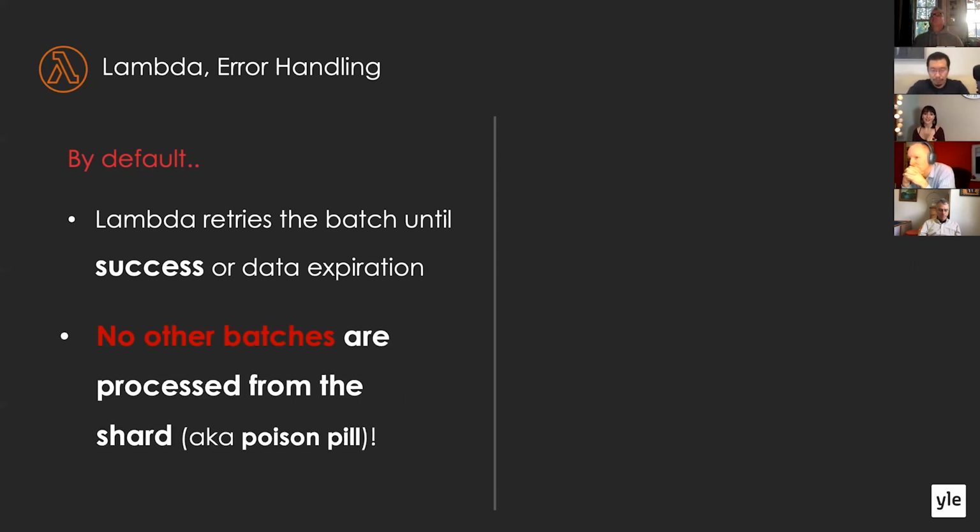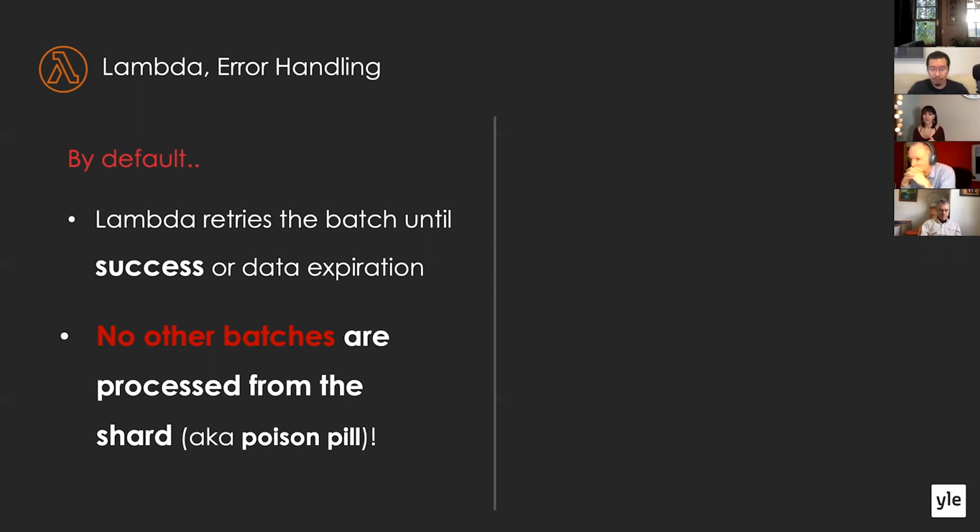But actually, bad things don't stop there. They start there, because while your Lambda is processing that bad batch, it stops reading any other records from that shard. All the other shards in your stream go on with their lives. Everything is good, but that one shard is stuck because of that one bad record. And that's why it's called a poison pill situation, because that one bad record has pretty much blocked your entire shard.